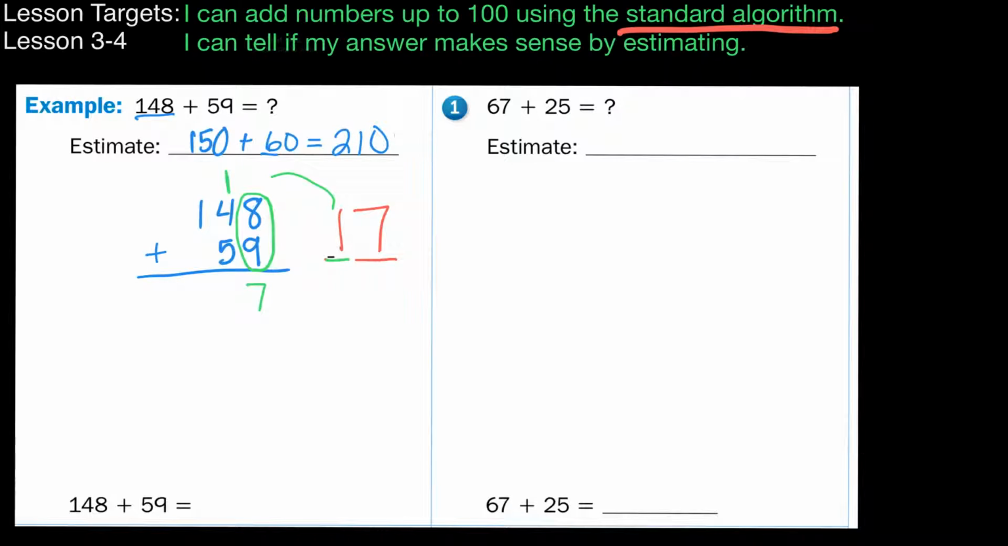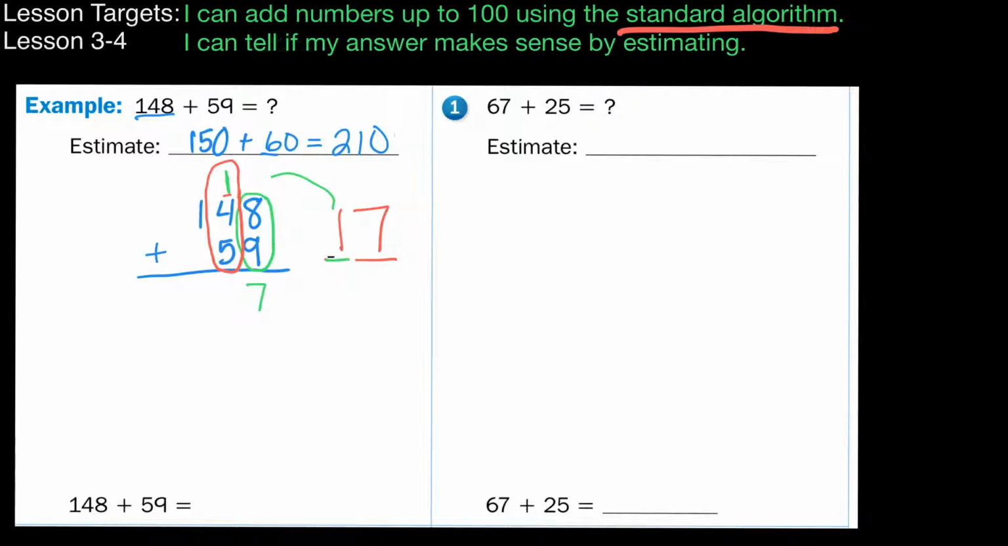I'm going to switch colors on purpose. I did everything in the 1s column in green. I'm going to do everything in the 10s column now in red. So after we add the 1s, we're going to add all of our 10s. And we have this little extra one from our first step. So I'm going to do 1 plus 4 plus 5. 1 plus 4 is 5, and 5 plus 5 is 10.